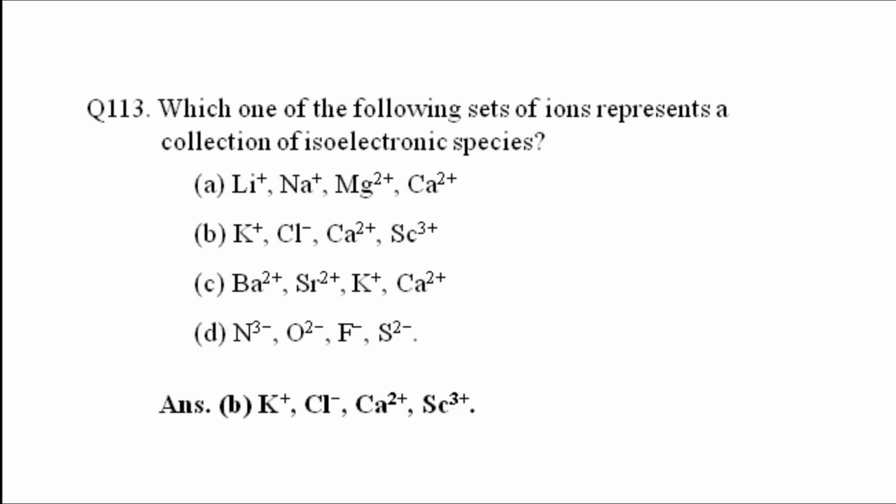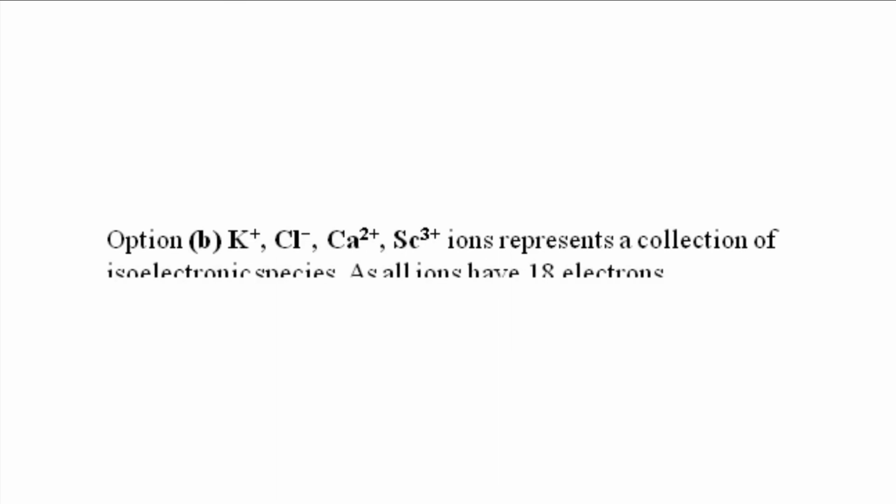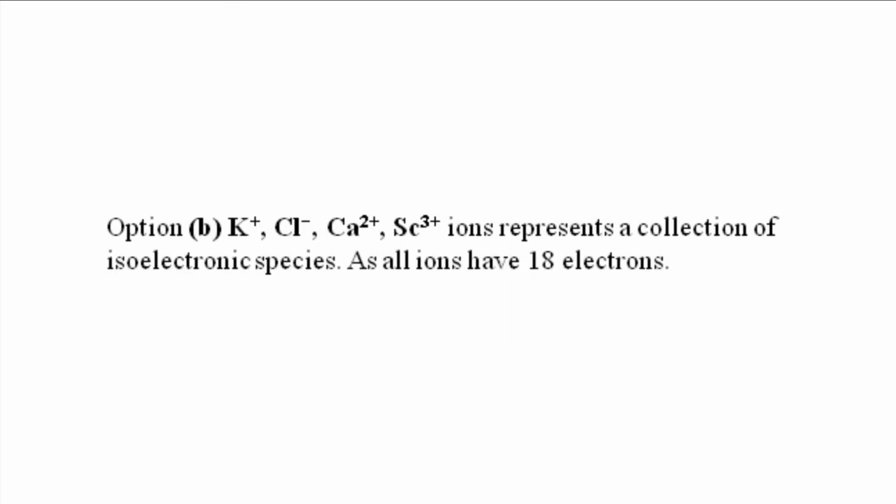The correct answer is option B, that is K+, Cl-, Ca2+ and Sc3+, all are isoelectronic species. Here option B is correct, as K+, Cl-, Ca2+, Sc3+ ions represent a collection of isoelectronic species, as all ions have 18 electrons.